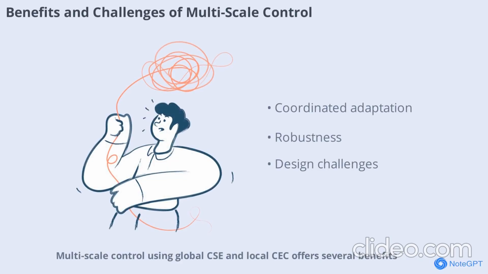Multiscale control using global CSE and local CEC offers several benefits: coordinated adaptation, improved robustness, and energy efficiency. However, it also introduces challenges like potential oversmoothing, latency, and the risk of oscillations if feedback loops are not properly tuned. Careful design of aggregation and update rules is essential for stable and effective operation.